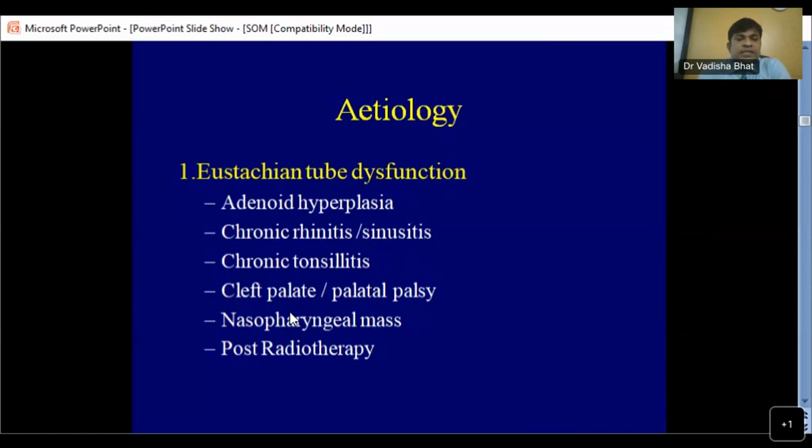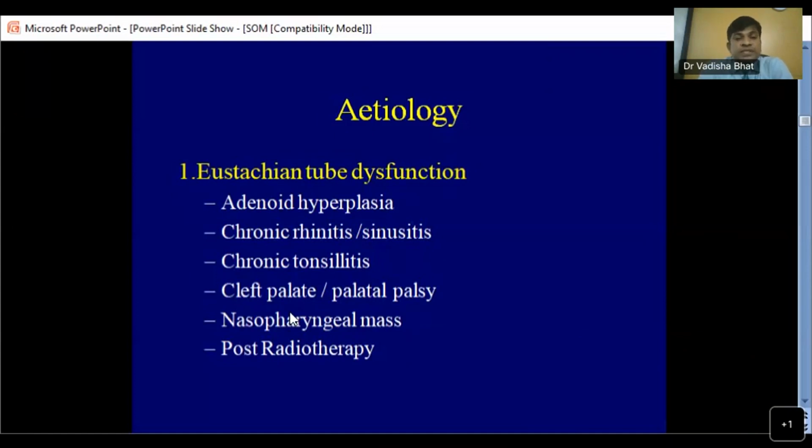To begin with, as we know, the ventilation of the mid-layer is only and only by the eustachian tube. It is a completely closed cavity. There are no connections to the external environment except the eustachian tube, which is otherwise a closed tube and opens due to certain actions like swallowing, yawning, and forced Valsalva maneuvers. So these are the actions which open the eustachian tube.